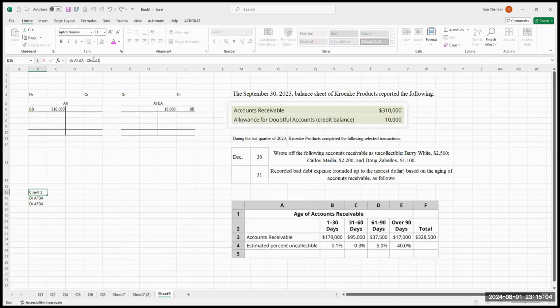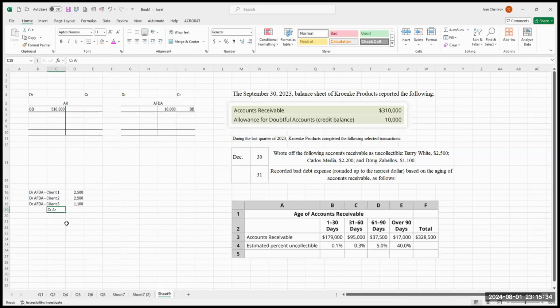Client 1, client 2, client 3. I'm going to label it like that. And the first client 2,500, second client 2,200, third client is 1,100. And those are done. Now what we have to do is the credit side. Credit side will be on accounts receivables. We have to credit accounts receivables.